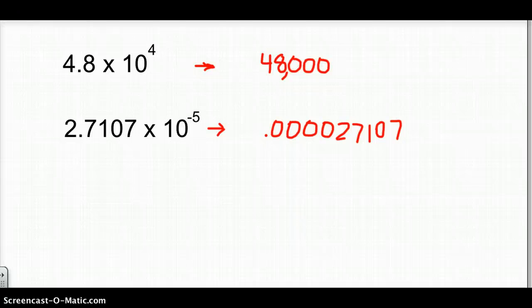Earlier we did examples from standard form to scientific notation. If we follow those rules, it's really pretty easy, and we can take some pretty difficult looking numbers, very large or very small, and make them very manageable.